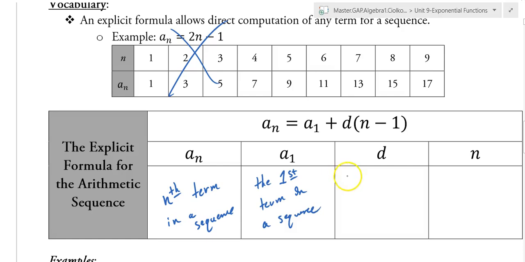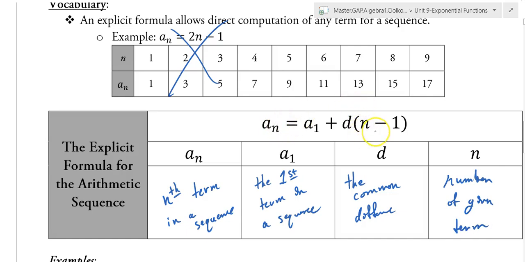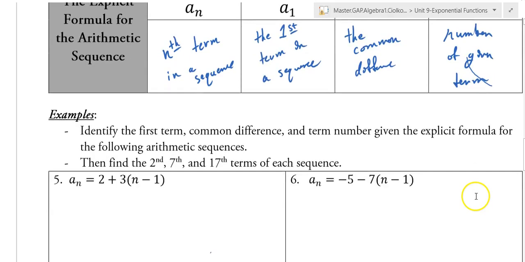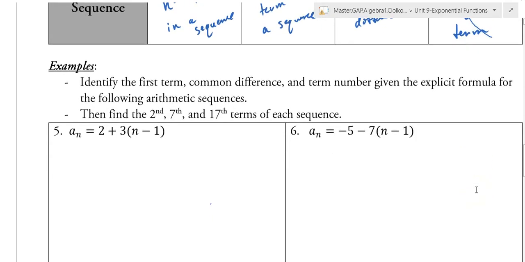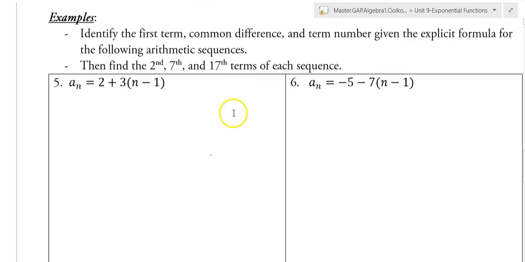d we kind of referenced earlier, that is the common difference. So what we add or subtract each time. n is the number of the given term. So it's the same n we see here, except we just go ahead and put it into the problem. Alright, for these, we are going to identify the first term, common difference, and the term number given the explicit formula for the following arithmetic sequences. I want to find these terms.